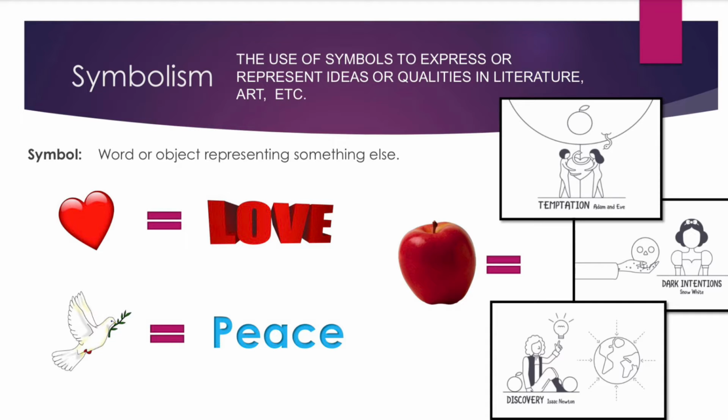An apple can have different meanings in different stories. For example, in Adam and Eve's story, it represents temptation. In Snow White's story, it represents dark intentions. But in Isaac Newton's story, which is not actually a true story, it represents discovery.